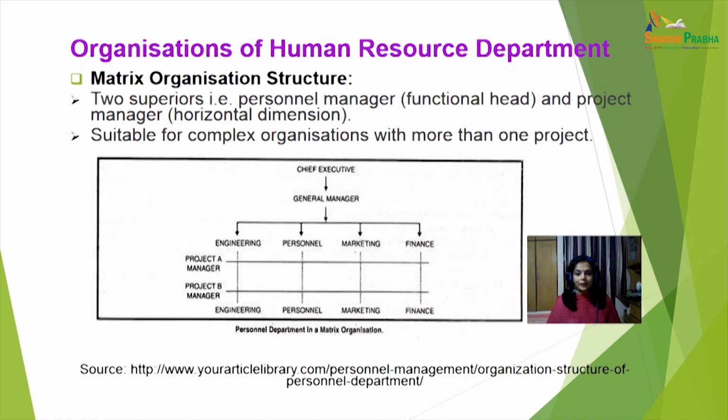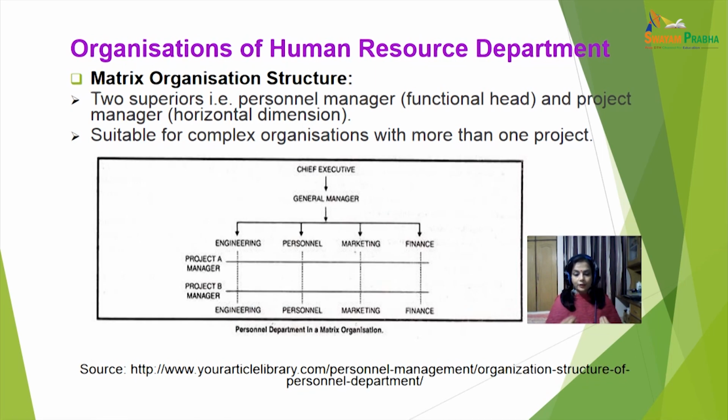Now, newer types of organization structures are coming up, and one of them is the matrix organization structure. As the name suggests, it's a grid-like structure. What happens in a matrix organization is that, first of all, a line kind of authority flows from top to bottom. We are talking about the whole of the organization, not only the personnel department. So there is a chief executive and then the general manager, and after that different departmental heads: engineering, personnel, marketing, finance. Under each of these divisions there are people working.